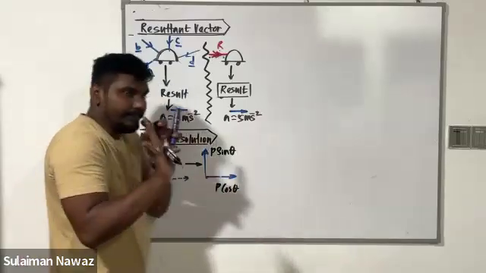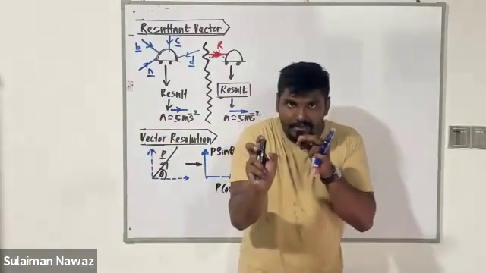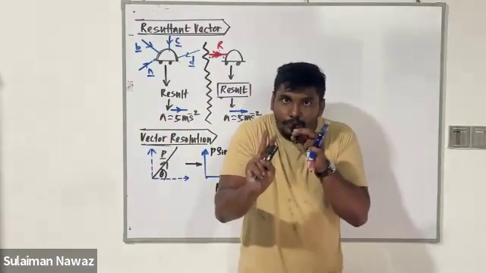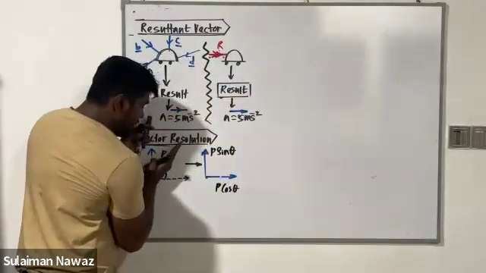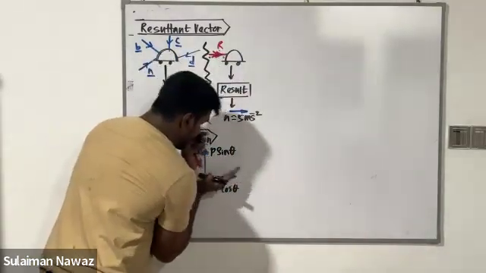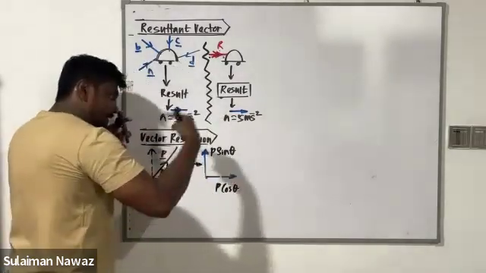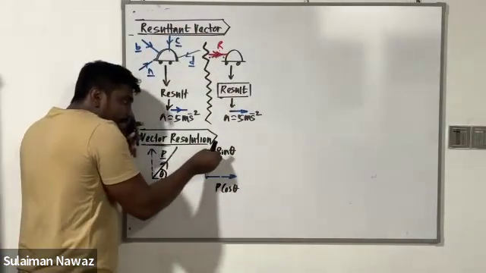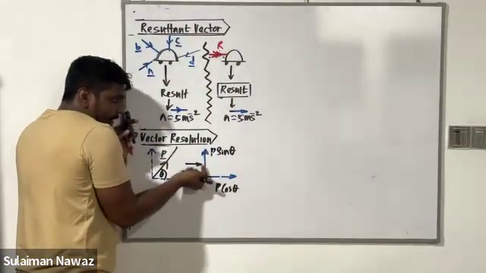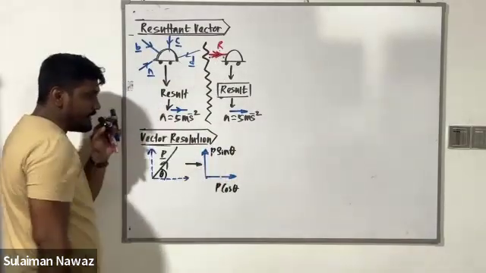So simply, vector resolution means a given vector we are breaking into 2 perpendicular vectors. This vector is equivalent to these 2 vectors. Or I can say, using the resultant vector idea, the resultant of these 2 vectors is equal to this one. That is the idea.